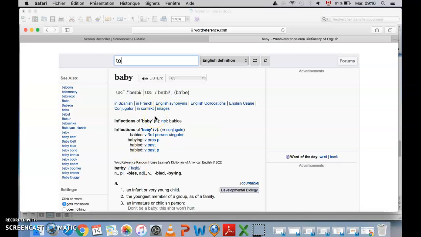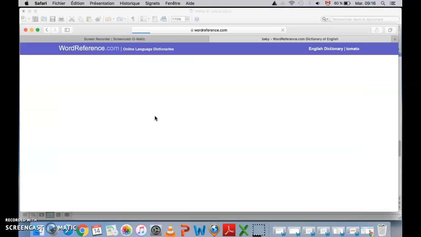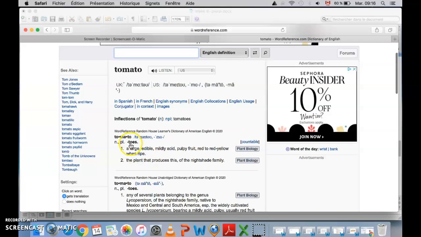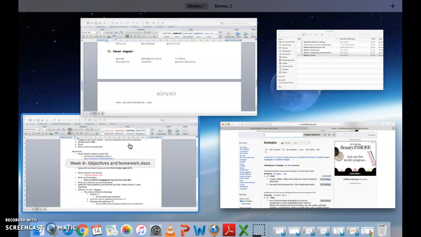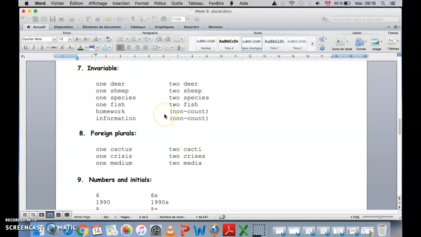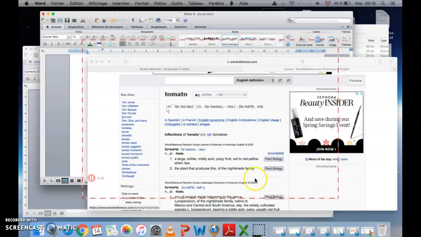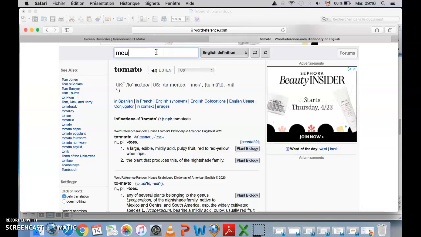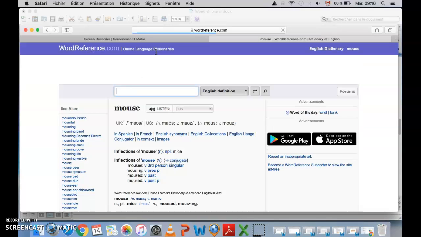If I write tomato, tomatoes, that's how you put it plural. So you can find it. If you're not too sure, for example, if I have this here, mouse, a mouse, Mickey Mouse.